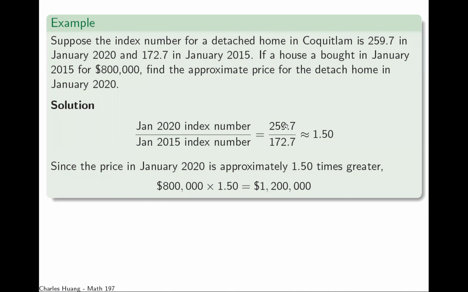In this case, we do the ratio first. We find the difference first. This tells me that the price in 2020 is about 1.5 times bigger, more expensive. So I can just simply multiply 800,000 by 1.5, and that gives me the price of 1.2 million. This tells us the house we bought in 2015 for 800,000 should be worth a little bit more in 2020, $1.2 million.